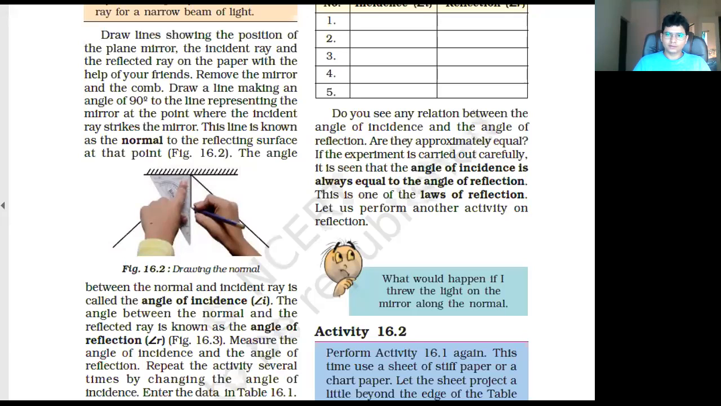Rohan, tell me, what is the law? Sir, the angle of incidence is always equal to the angle of reflection, and the normal, incident and reflected rays all lie on the same plane. Very good. So first, as Rohan said, the angle of reflection is equal to the angle of incidence. Second, the reflected ray, the normal and the incident ray all lie in the same plane. That's what you have studied.